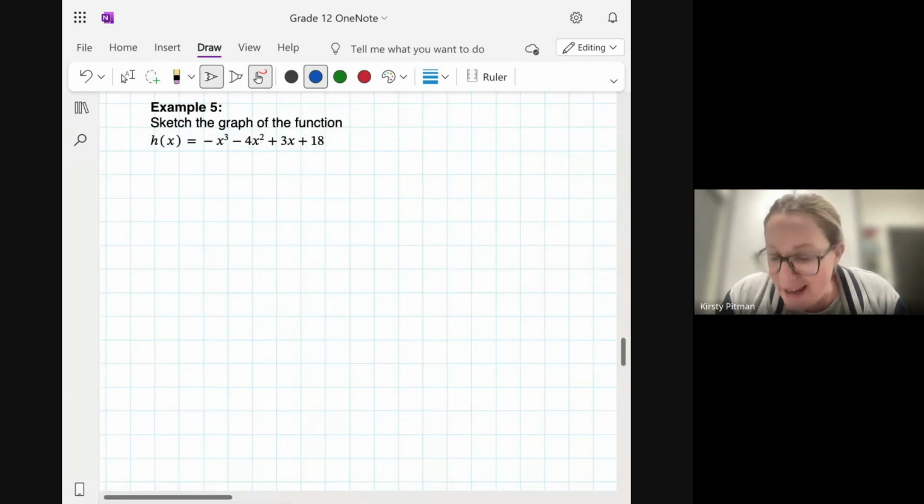Now we've got a negative graph. They've given us a function. They've asked us to sketch the function.